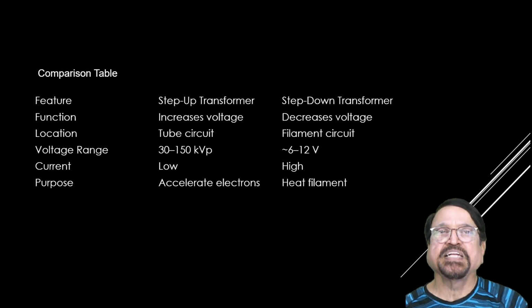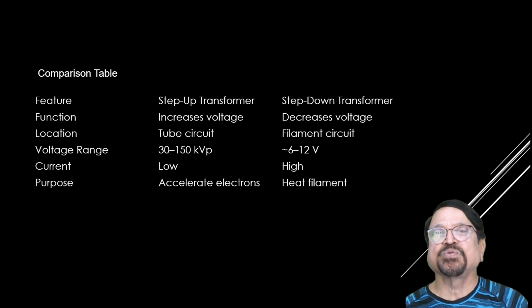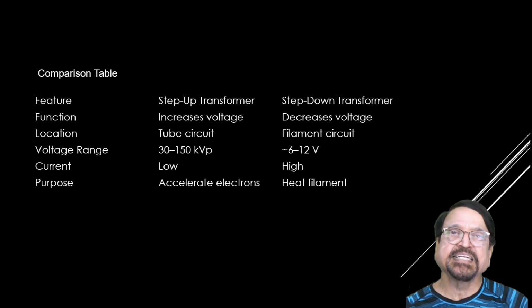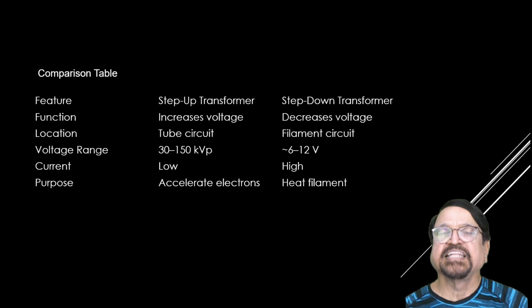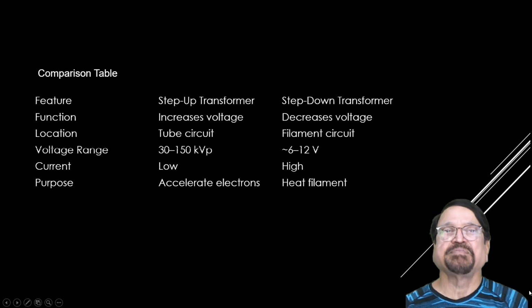Now this is the comparison between step-up transformer and step-down transformer, the function and the applications. One decreases the voltage, one increases. One is in the tube circuit, another is in the filament circuit. One takes the voltage to 30 to 150 kV, another brings it down to 6 to 12 volts. Then the current is low in step-up and high in step-down. The purpose is to accelerate electrons in step-up, and to heat the filament in the step-down transformer, that occurs within the tube.